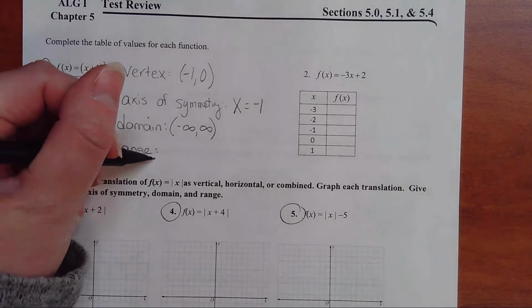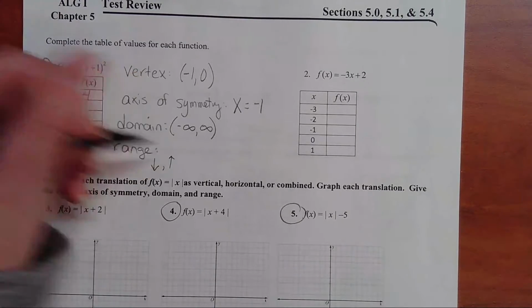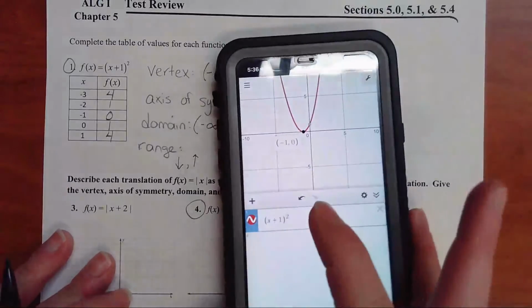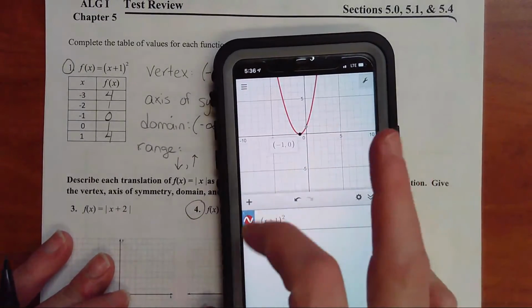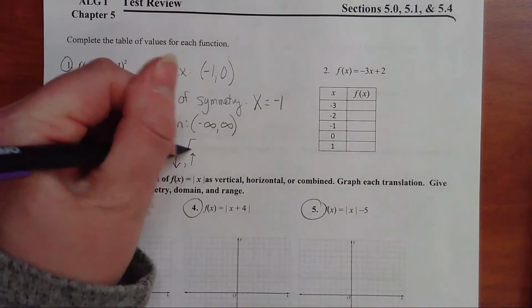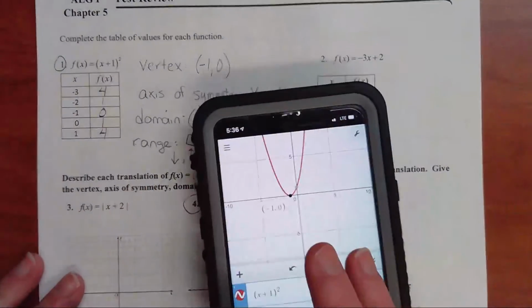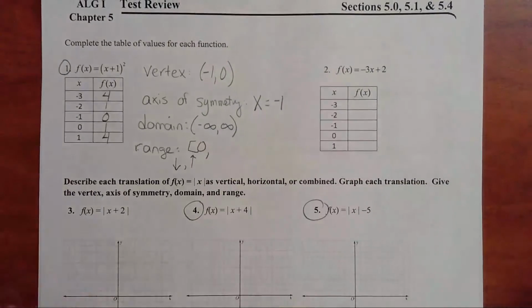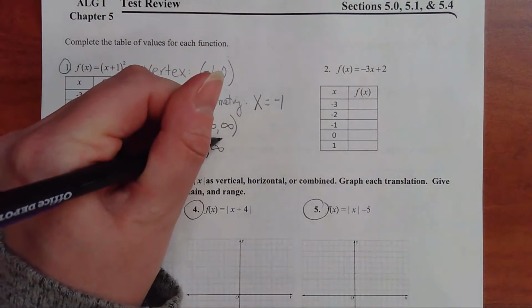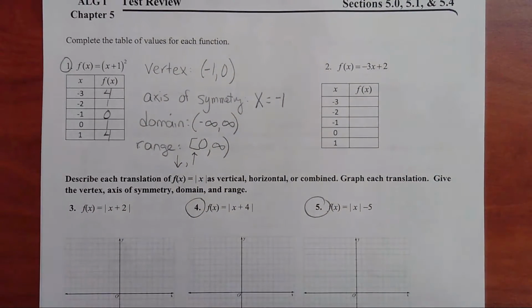Range, you always write how far down to how high up. So if you look at your graph here, the lowest it goes is 0. So 0. And then we don't know how high it goes, so it's infinity. So that's how you do problem number 1.